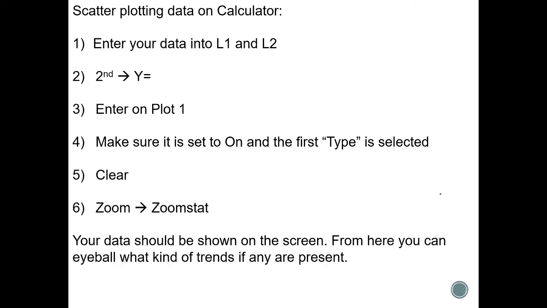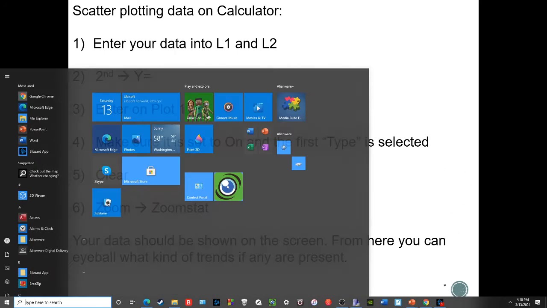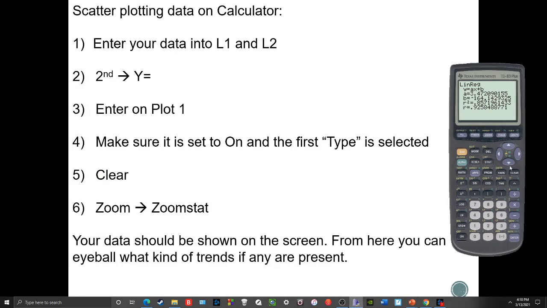So once again, if you want to scatter plot this, I think I did scatter plots really early on in the semester, but I'm going to tell you again how to do this, because one of the ways that you can look at this is to just make your own scatter plot. So we have our data in L1 and L2. We go to second Y equals, which brings up the stat plot. We're going to go to Plot 1.